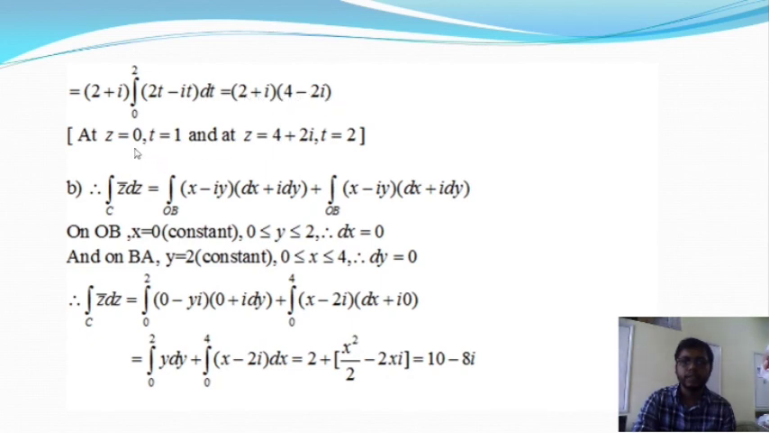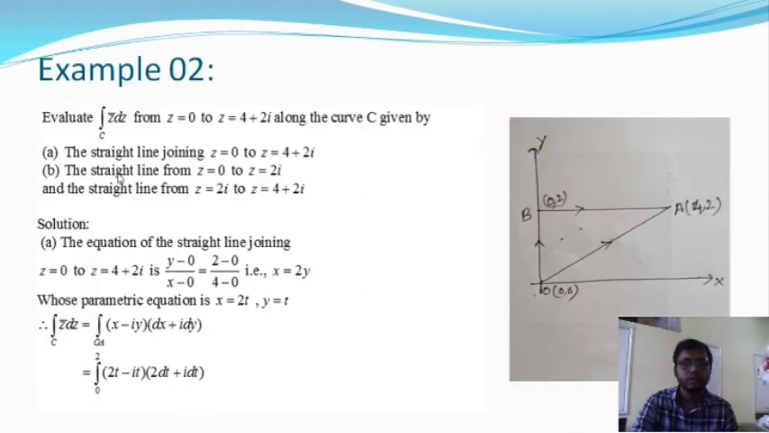At z is equal to 0, t is equal to 1, and at the point z is equal to 4 + 2i, we will get t is equal to 2. That is, the lower limit is 1 and the upper limit is 2 for this integration. Okay, now we are going to the second part of this integration.